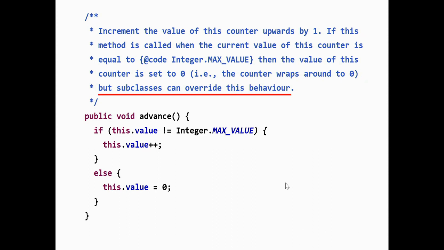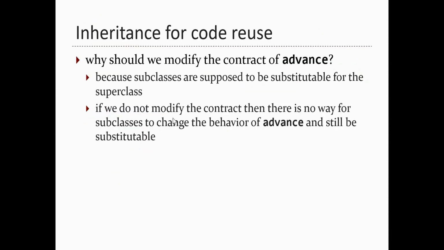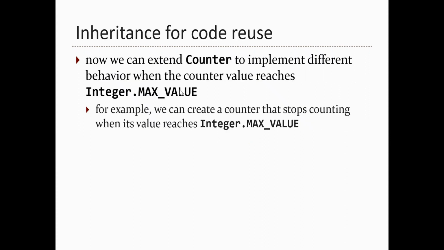Notice that there's no way in the language to actually enforce this. There's no way in code that you can enforce, if you use inheritance, someone can still do something funny with the value. All right, so why do we modify the contract for advance? Because subclasses are supposed to be substitutable for the superclass. If you don't modify the contract, there's no way for subclasses to change how advance works.